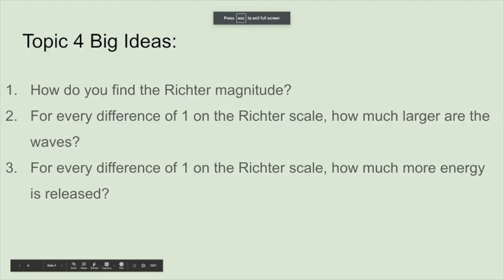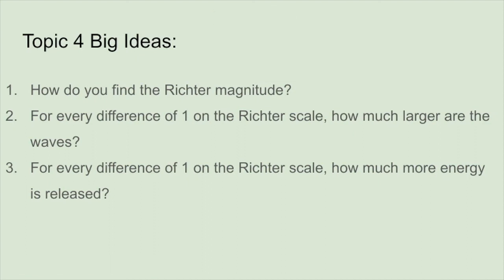Okay, so I'll throw these back up to wrap up. But that wraps up topic 4. So how do you find the Richter magnitude? Literally, what do you have to do if you're given the scalings? Okay, for every difference of 1 on the Richter scale, how much larger are the waves? And for every difference of 1 on the Richter scale, how much more energy is released? Okay, also, how do you find the differences? So you should be able to actually do the math too.